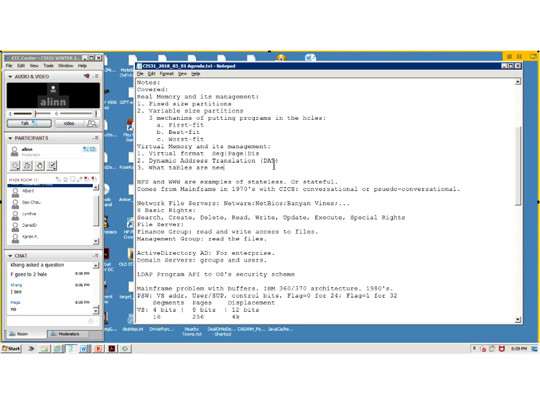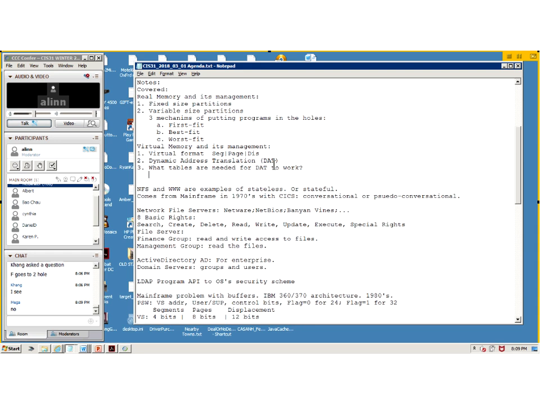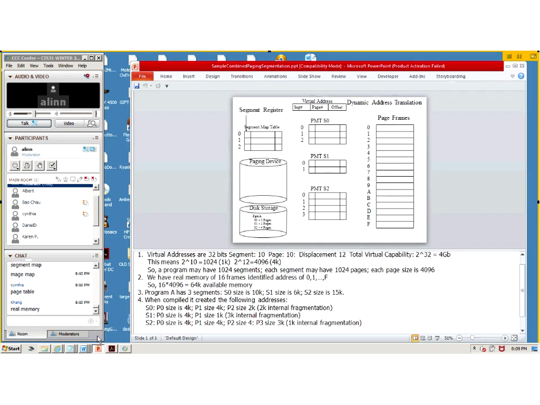What tables are needed for that to work? Okay, can you tell me what tables I'm going to need? The operating system has to build them. Okay, we went over this before. It does it in real memory. That's true. It doesn't use virtual storage for the tables.